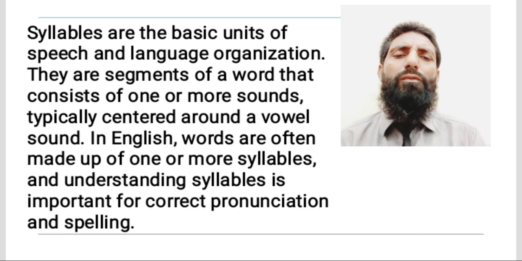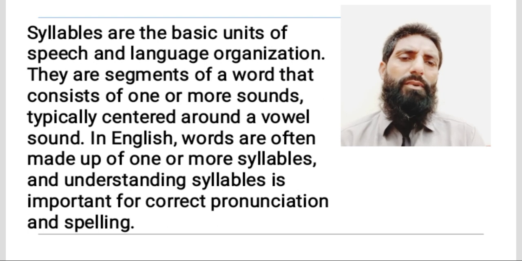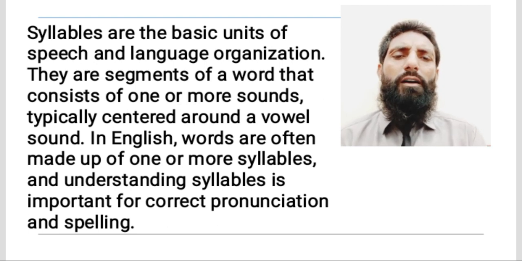In English, words are often made up of one or more syllables. If there are two syllables, the word can be called disyllabic, and if there are more than two syllables, it is termed a polysyllabic word. Understanding syllables is important for correct pronunciation and spelling.